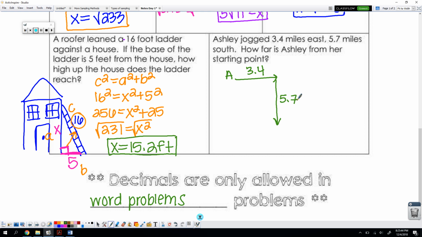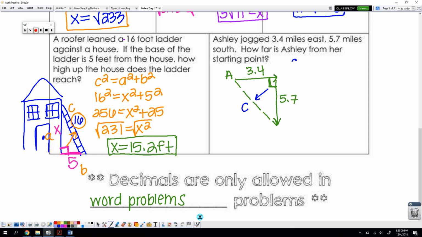And it wants to know how far away Ashley is from her starting point. That's right here. So right here is the right angle, and we're going to find out how far Ashley was. So we need to set up our equation. Our hypotenuse is directly across from the right angle right here, and then the two values we're given are A and B.